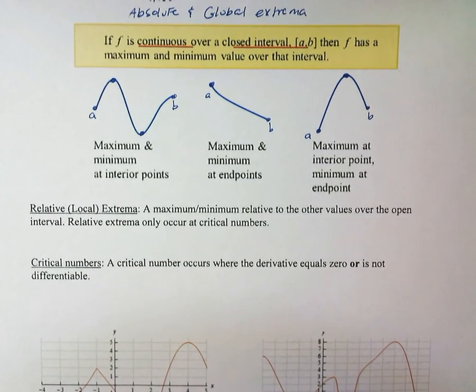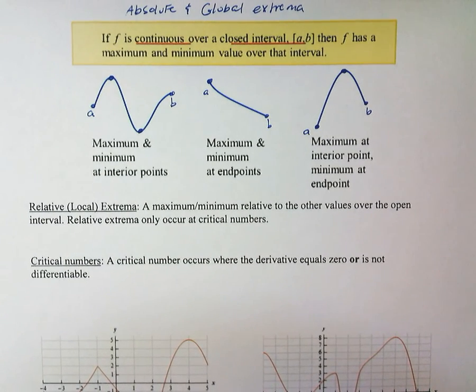We're going to start using the term critical numbers. Critical numbers occur when the derivative equals 0 or when a function is not differentiable. Critical numbers are the x values where the relative and global extrema will occur.